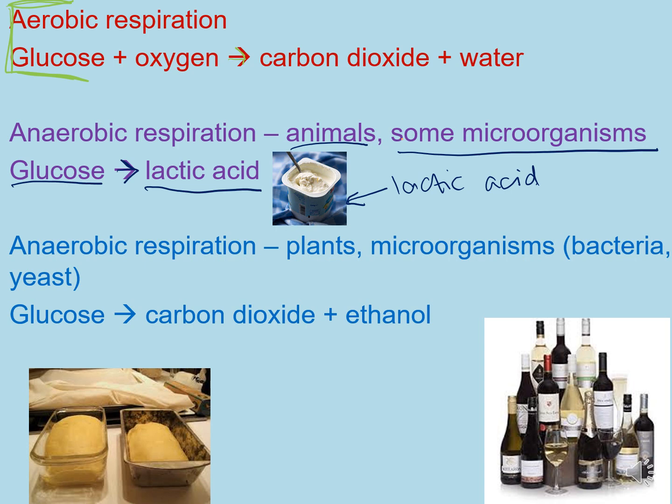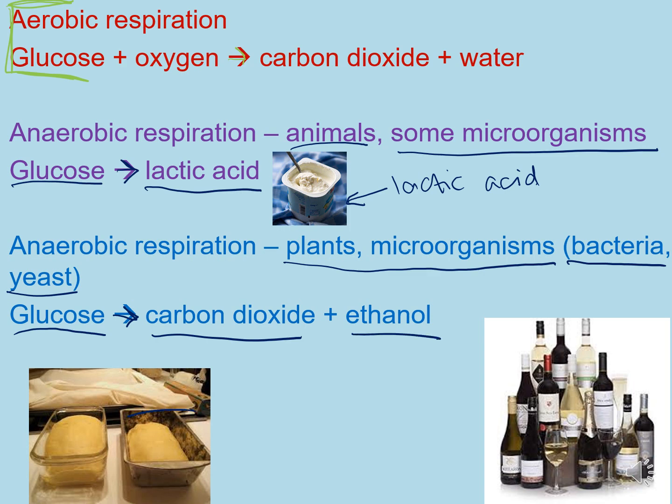Okay, another equation that you need to know for anaerobic respiration is for plants and some other microorganisms, for instance, some types of bacteria and of course yeast. And these microorganisms and plants break glucose down incompletely if they don't have enough oxygen to make carbon dioxide and ethanol. And that's actually useful to us.